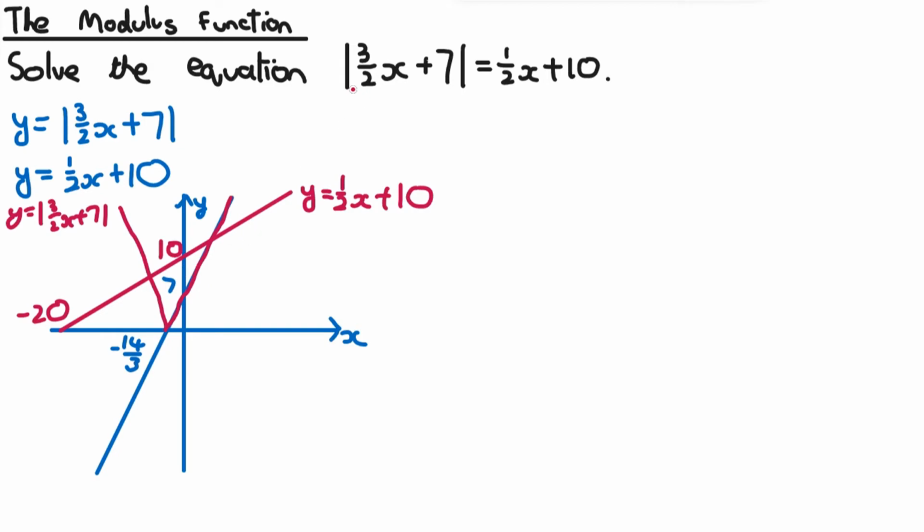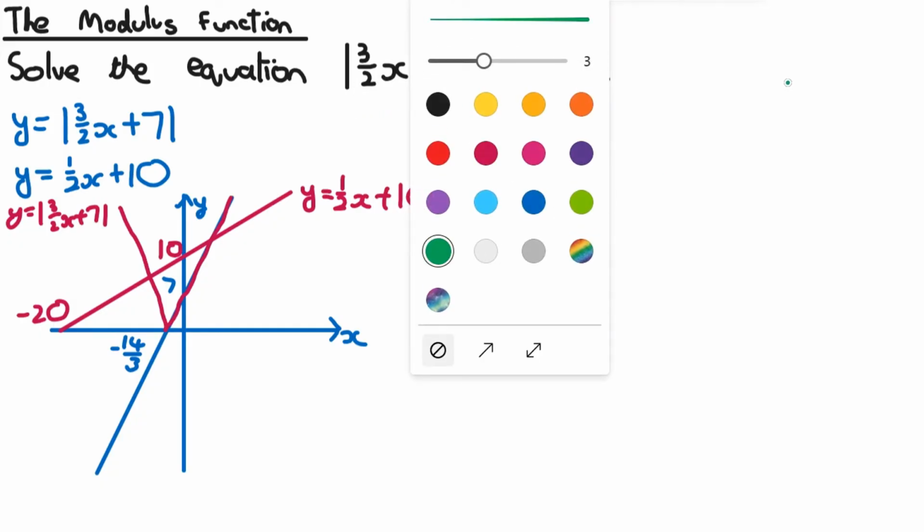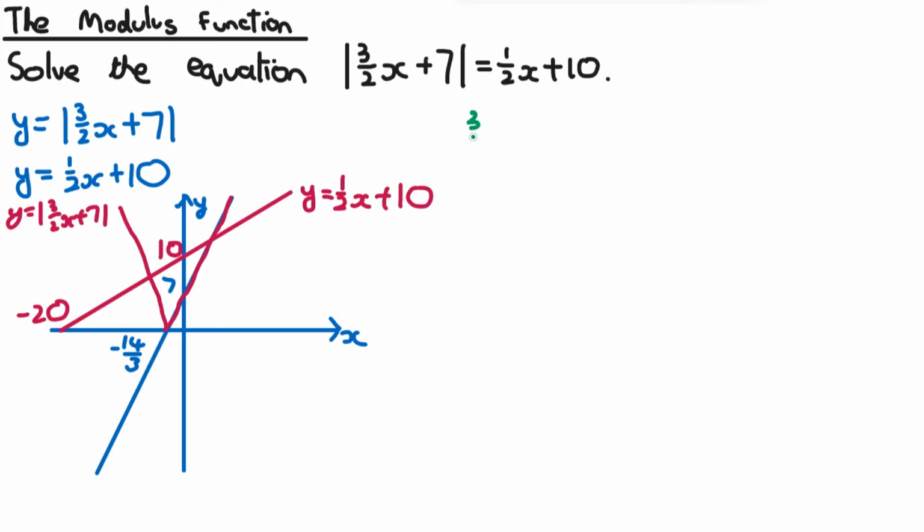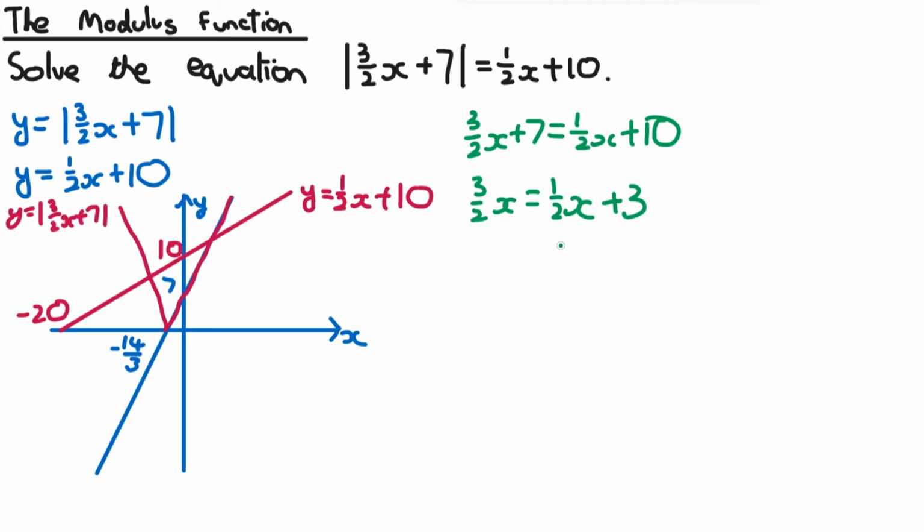So first of all, let's consider when this is positive. So this is going to be equal to when 3 over 2x plus 7 is equal to a half x plus 10. I'm going to move the 7 onto the other side to do 3 over 2x is equal to a half x plus 3, and then move the half x onto the other side to do x is equal to 3. So that's one of the solutions, and then the other solution is when this is a negative expression.